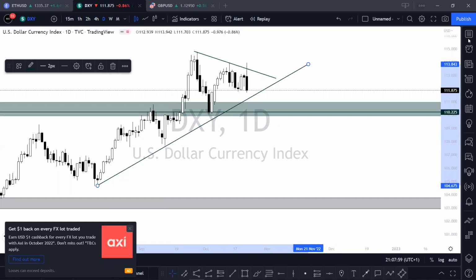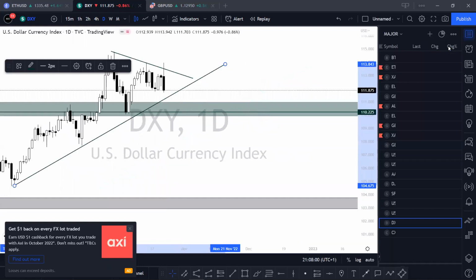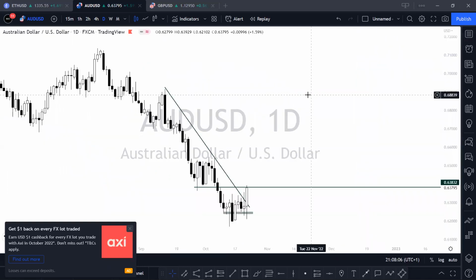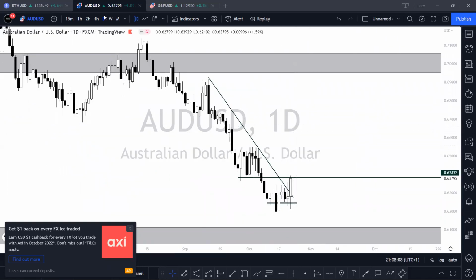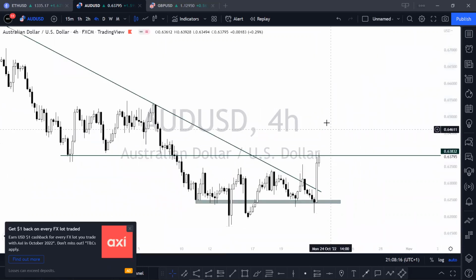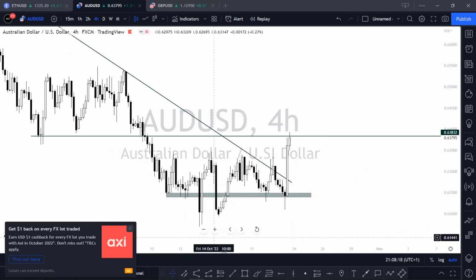So going to other USD pairs, let me talk about AUD/USD. As last week, we were expecting to take a trade from here. We're expecting to take a trade from here.